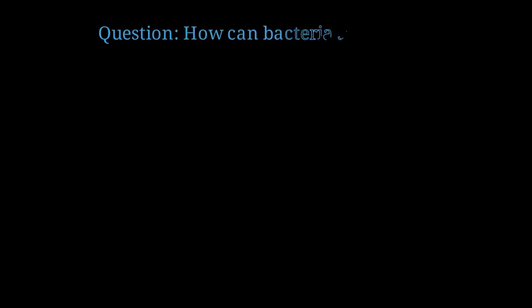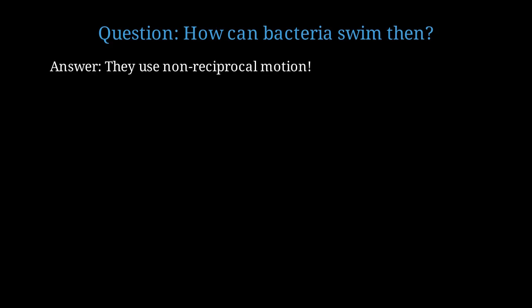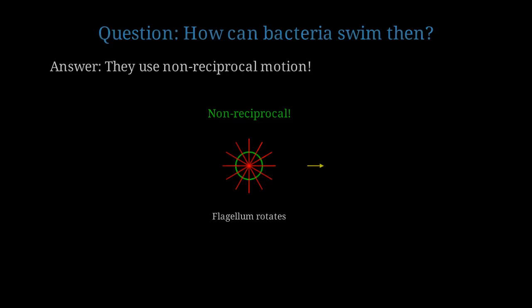Now you might ask, if reciprocal motion doesn't work, how do bacteria manage to swim at low Reynolds numbers? The answer is they use non-reciprocal motion. Their swimming strokes are not time reversible. Bacteria use a rotating helical flagellum. The rotation is not reciprocal. If you play it backward, it looks different. This breaks the time reversibility and allows motion.